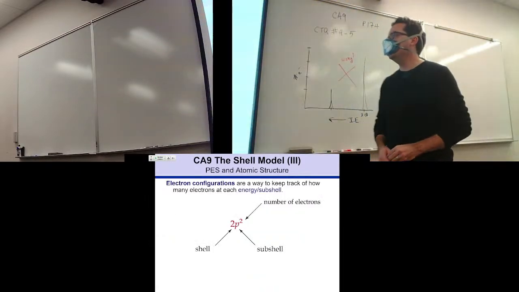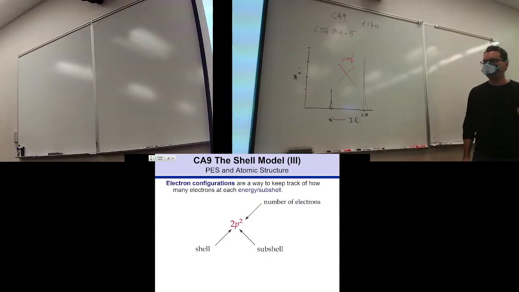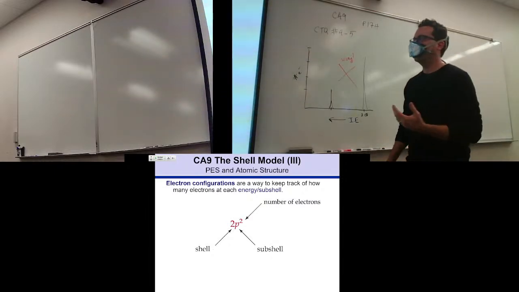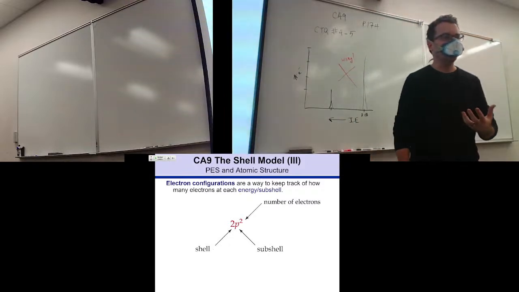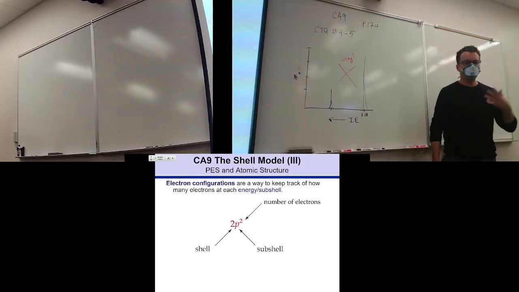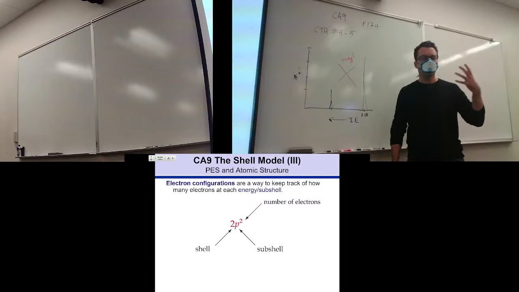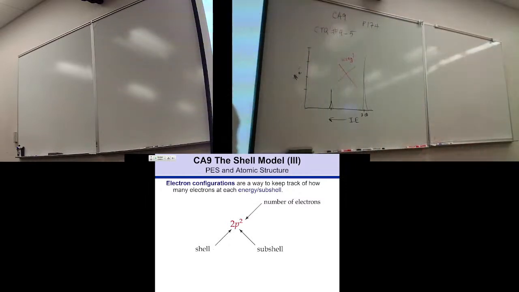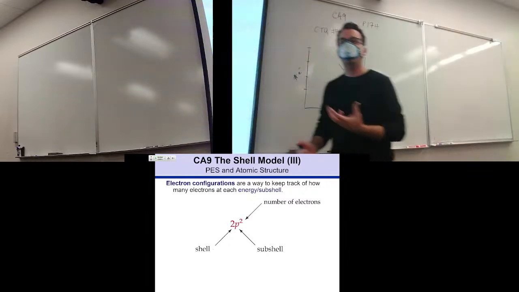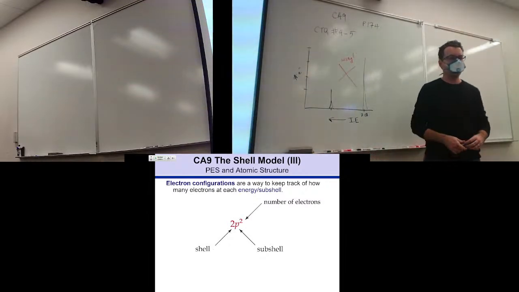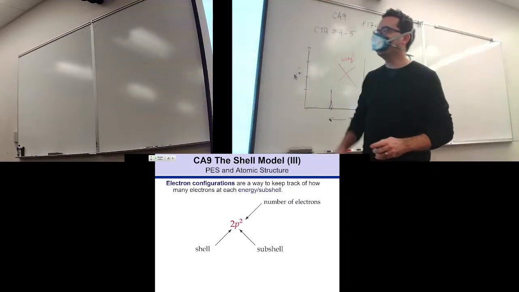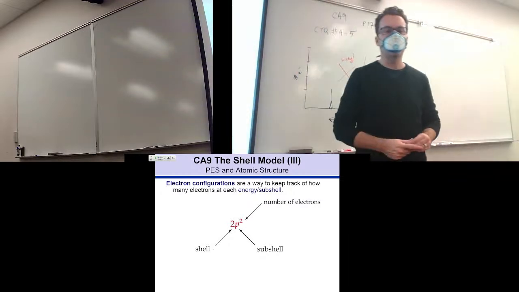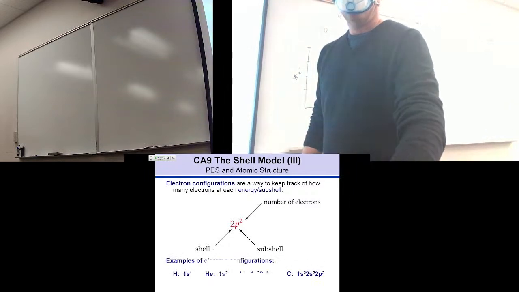So we're going to use this kind of notation to identify what we call the electron configuration of an atom. An electron configuration is just a way to show the address of every electron in the atom. So 2 is the shell, P is the subshell, and the superscript notation indicates how many electrons are in that specific subshell. So this is saying there's 2 electrons in the 2p subshell.